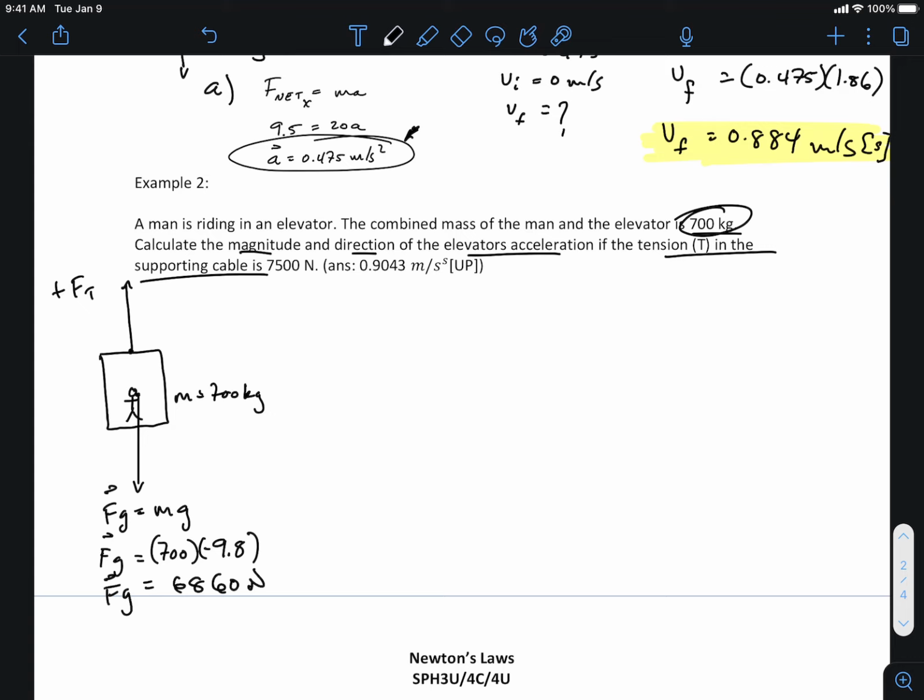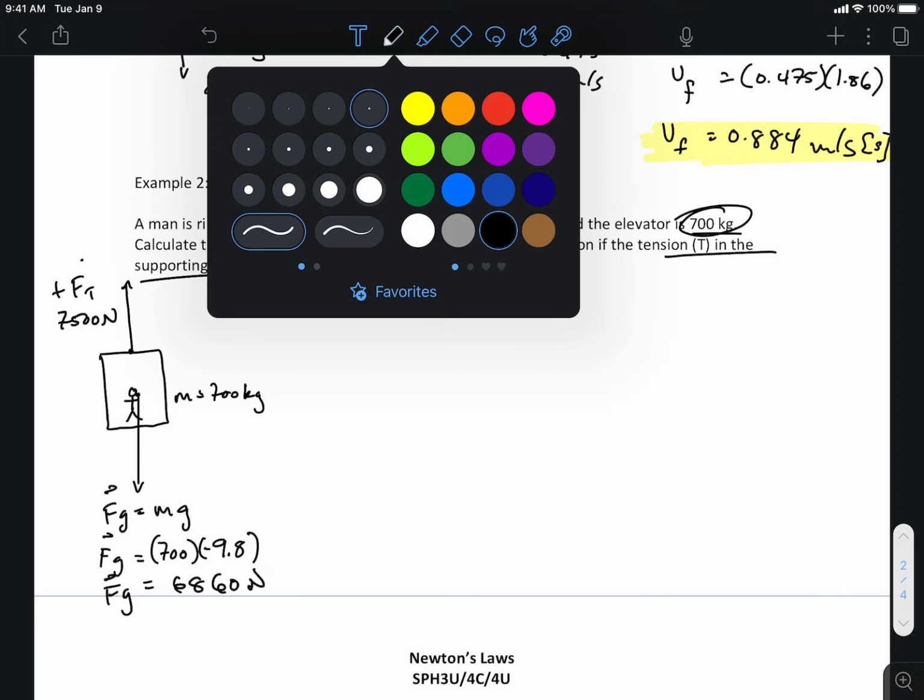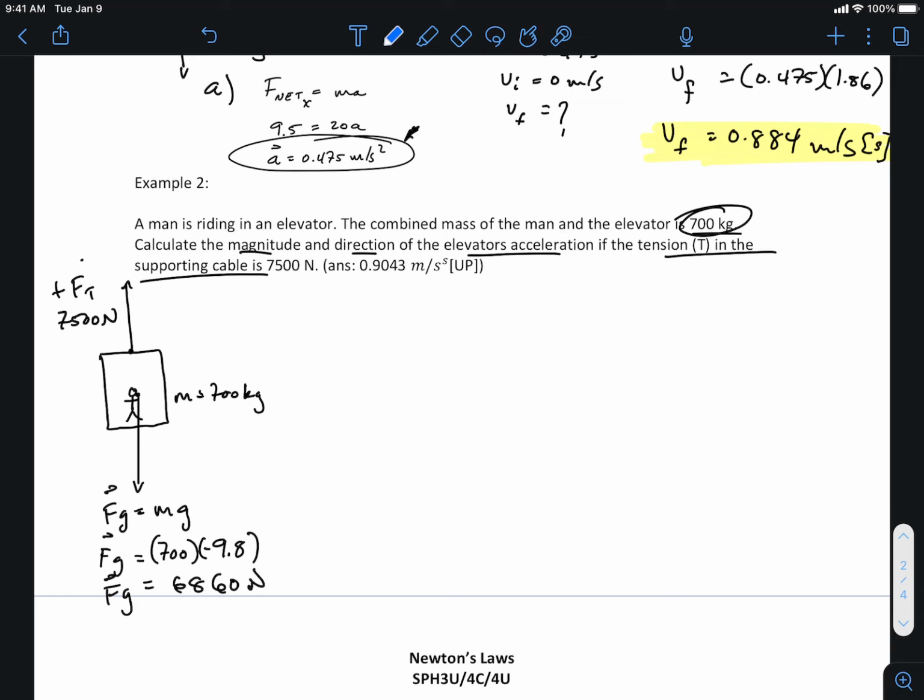Okay, and when we saw the tension in the top was 7,500 newtons. So now, there are no forces in an elevator that I'm aware of acting in the x direction unless there's some stabilizing somehow, right? So that it doesn't go side to side. Okay, so the only forces acting in this question are forces in the y direction.